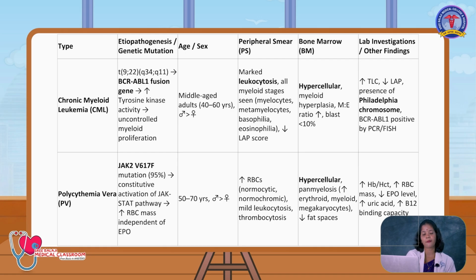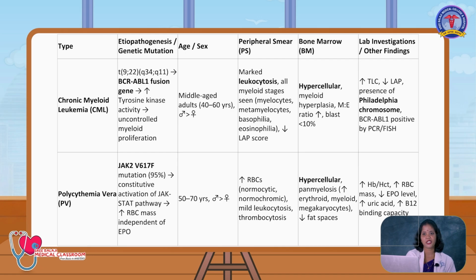Here you will have marked leukocytosis, and immature cells like myelocytes, metamyelocytes and band forms will all be seen in the peripheral smear, and the LAP score will be decreased. The bone marrow will be hypercellular with a garden-party appearance of cells, that is a mixture of all immature cells proliferating, like blasts of more than 10 to 20%, promyelocytes, myelocytes and metamyelocytes, all the components can be seen.